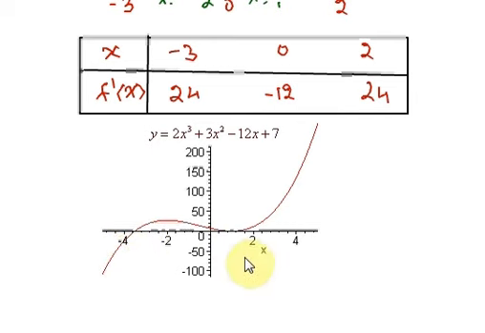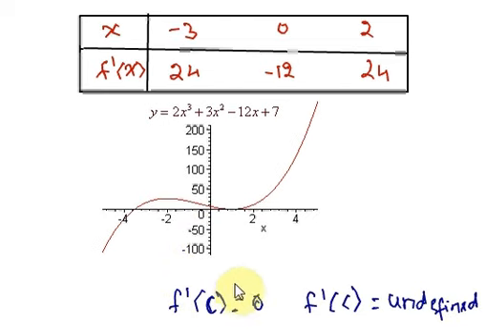So we call c a critical number if either f'(c) is equal to 0 or f'(c) is undefined. So if these are the two conditions, you can say that c is a critical number. Hope you're clear with this example. Let us discuss one more example. Here is the next example.